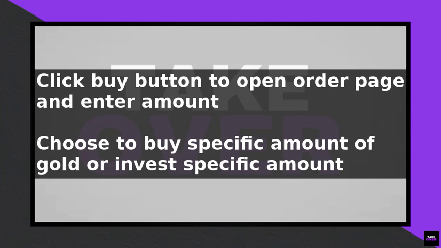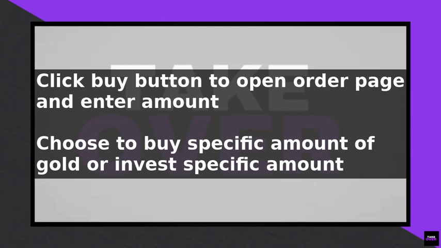Once you have selected the order type, review your order to make sure everything is correct. Then, click the Confirm button to submit your order. Your order will be executed, and you will own the specified amount of gold.